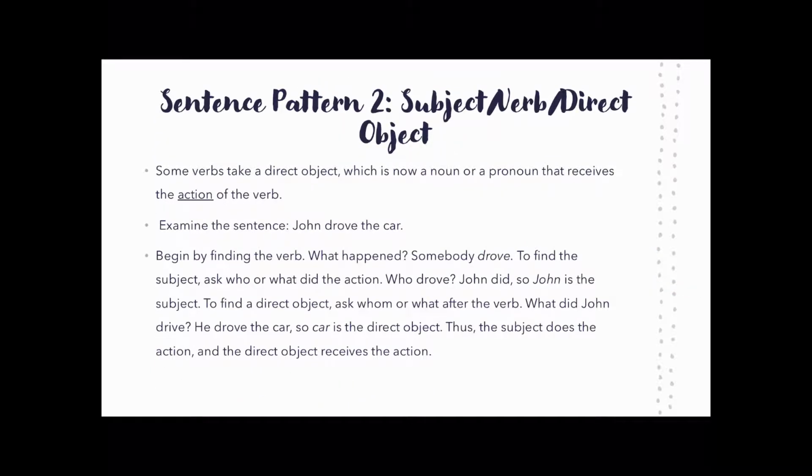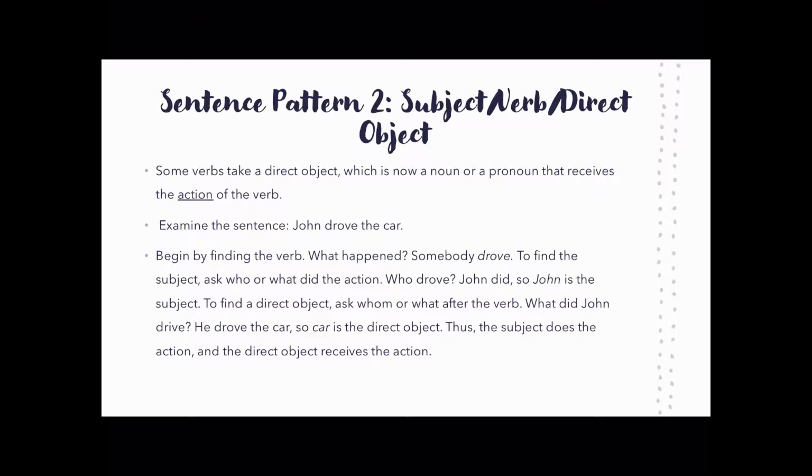All right, so we're going to talk about one more sentence pattern today. This is called subject, verb, direct object. I'll probably abbreviate this to SVDO, okay? So some verbs take a direct object, which is now a noun or a pronoun that receives the action of the verb. So if we look at the sentence, John drove the car, we know that drove is our verb because that's what happened, right?